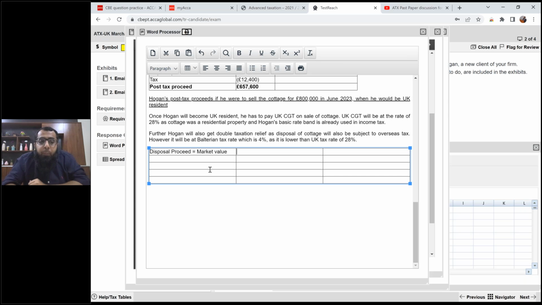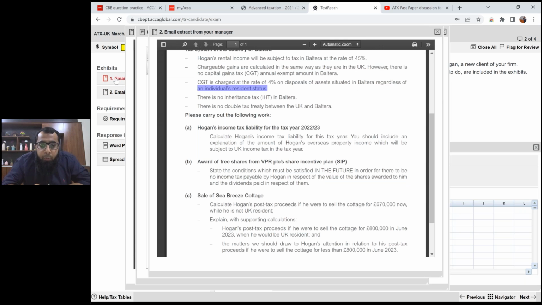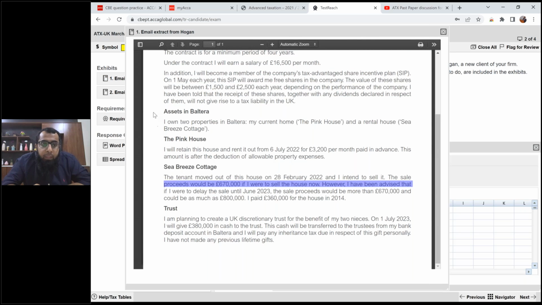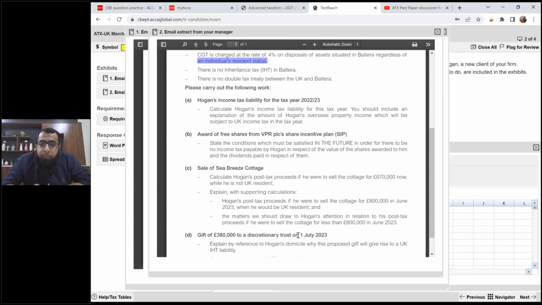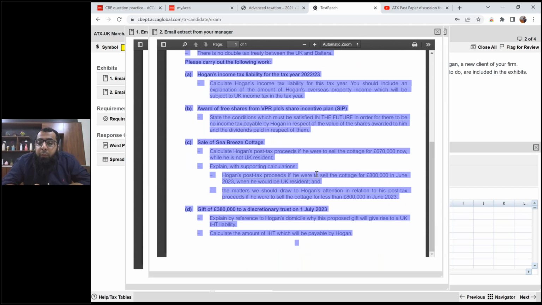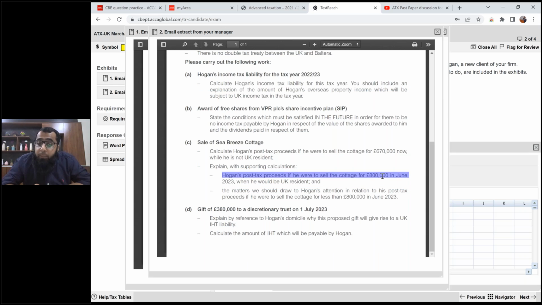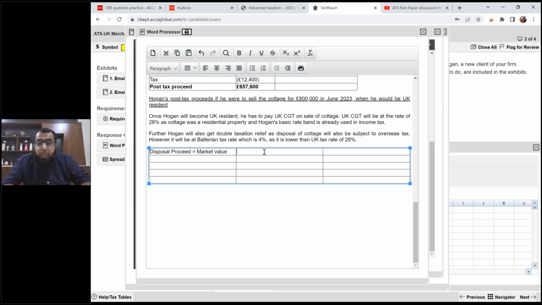Now what will be the disposal proceed? The disposal proceed, okay, it was written here in the email. Yes, Hogan's post-tax proceed if you were to sell the cottage for £800,000 in June 2023. Okay, so now the disposal proceed will be £800,000.